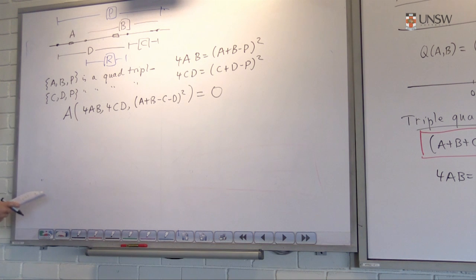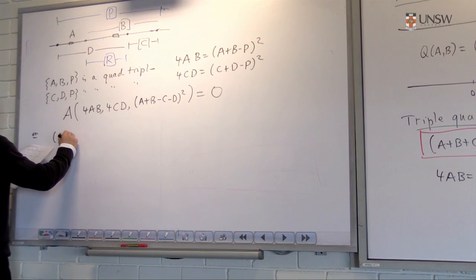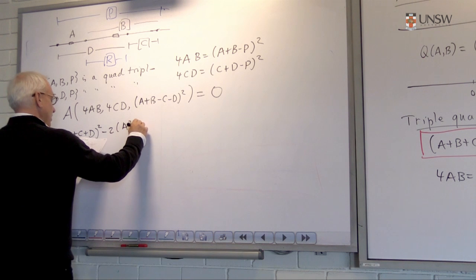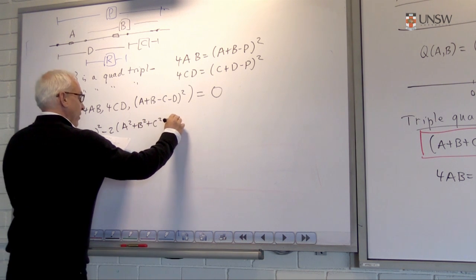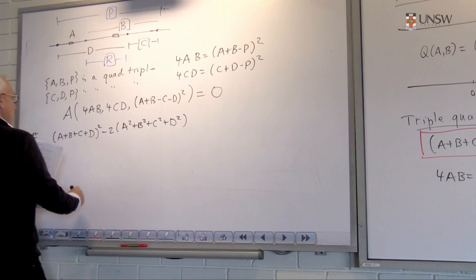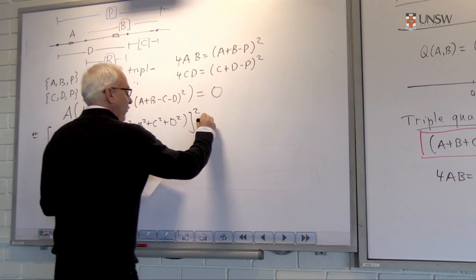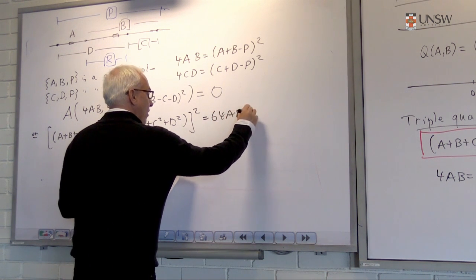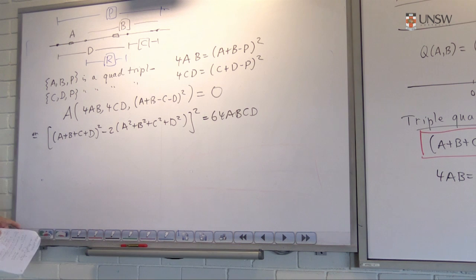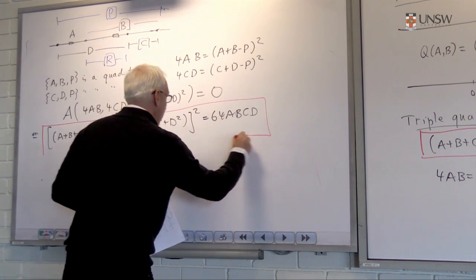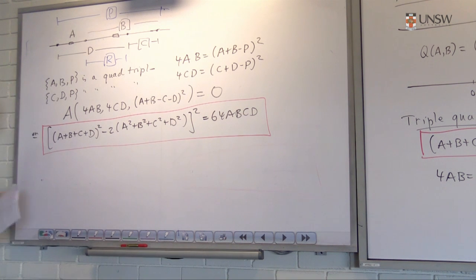And we can write that in a more symmetrical form in the following way: it's a plus b plus c plus d squared minus 2 times a squared plus b squared plus c squared plus d squared, bracket, and all of that squared equals 64abcd. And we'll put that in red. So that's a relationship between the 4 quadrances A, B, C, D that you get by looking at 4 points in this one-dimensional setting.